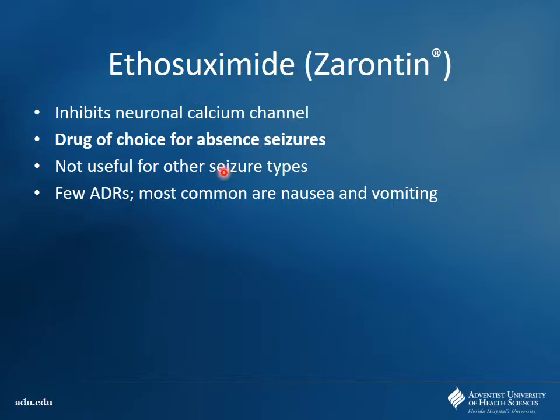So ethosuximide only used for absence seizures, and similarly, you don't want to use ethosuximide for other seizures, not really going to be all that effective. Works as a calcium channel blocker, but not really useful for anything else. Very few adverse side effects, so it's pretty well tolerated, but again, think absence seizure, think ethosuximide.